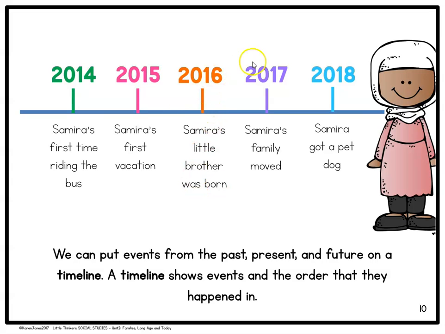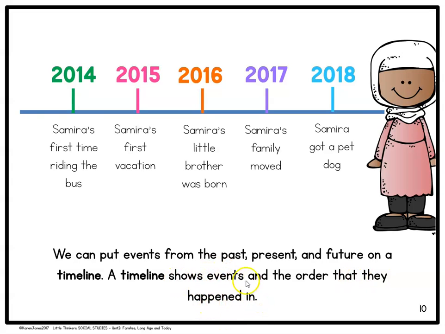Wow. One more year, 3 years. Samira's family moved. 4 years. Samira got a pet dog. Wow. We can put events from the past, present, and future on a timeline. A timeline shows events and the order that they happened in.